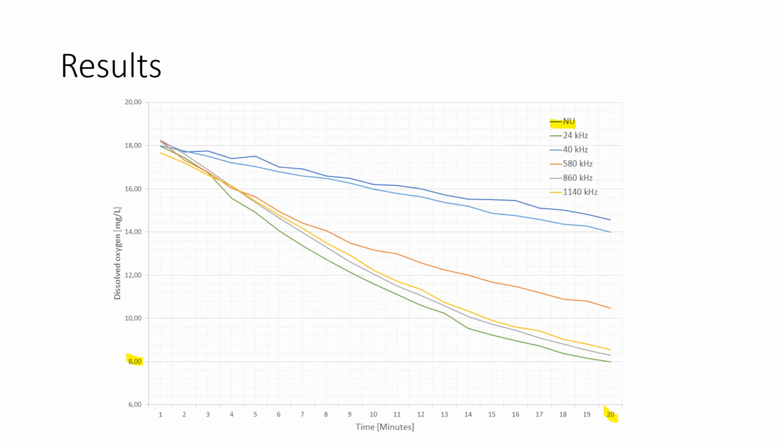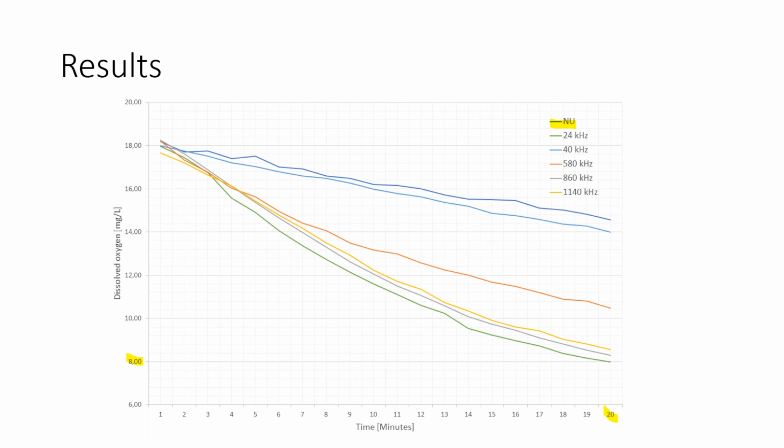One other thing that we can observe from these results is that you have very good degassing efficiency for 24 kilohertz. Then it's less good for 40 and 580 kilohertz. And then it's getting better again for 860 and 1140 kilohertz. These are some interesting phenomena that occur because of different effects that are introduced by the ultrasound.